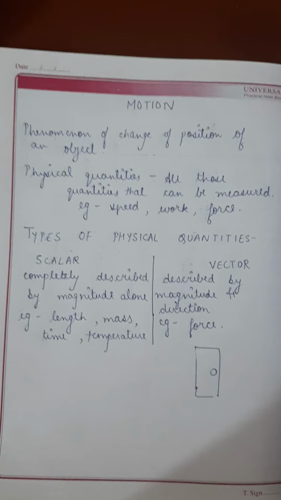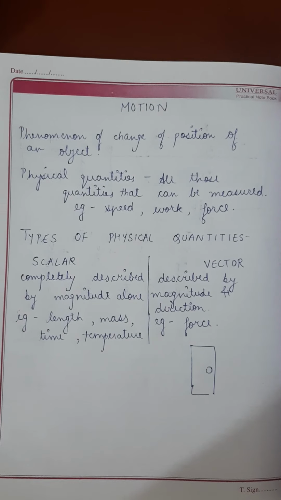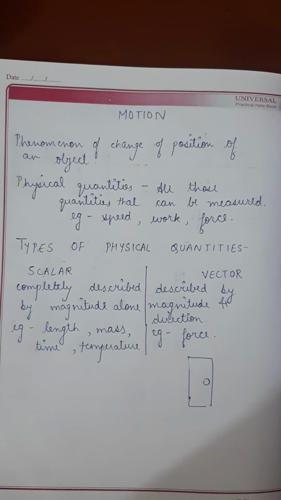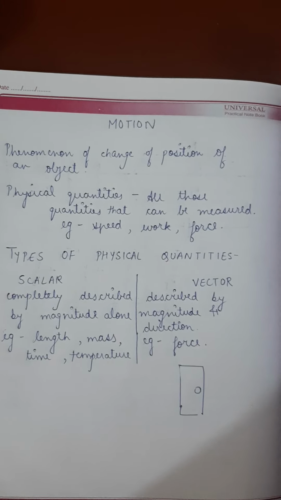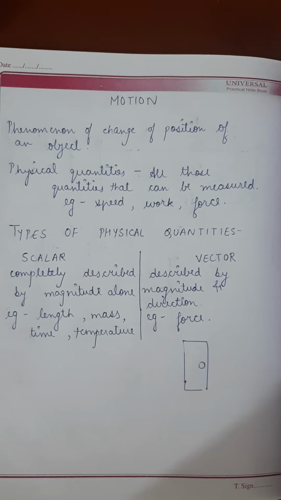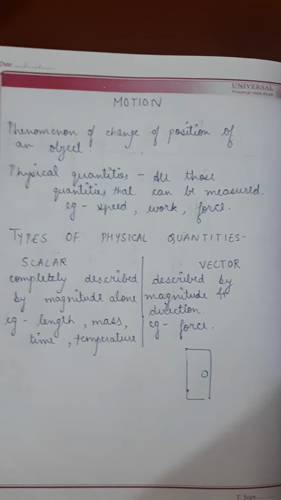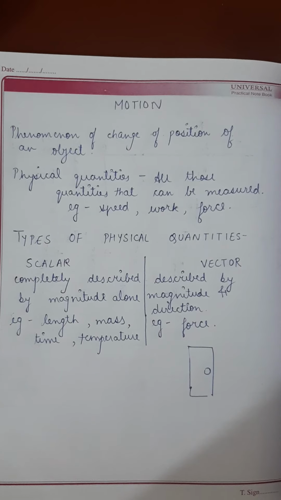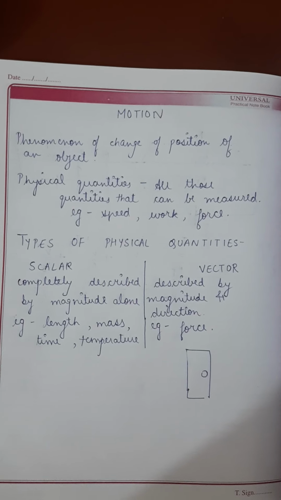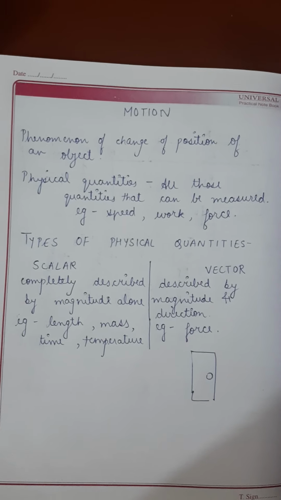First is physical quantities. All those quantities that can be measured are known as physical quantities. For example, speed, force, etc. You can measure the speed of a moving car, right? So it's a physical quantity. You can measure the force that you are applying on an object. So it's again a physical quantity.